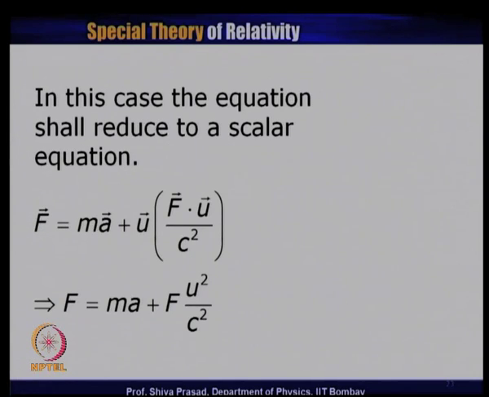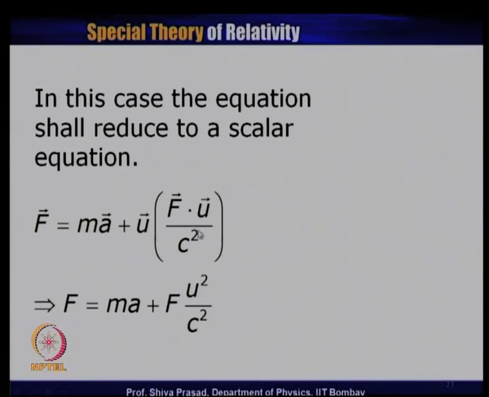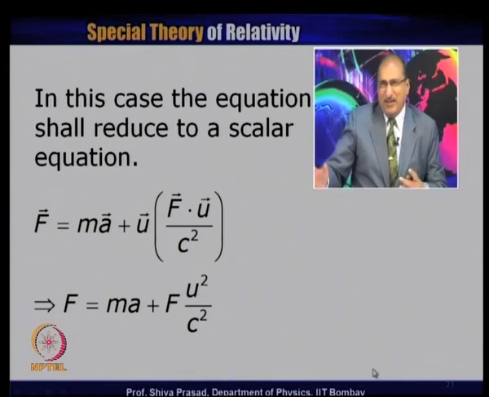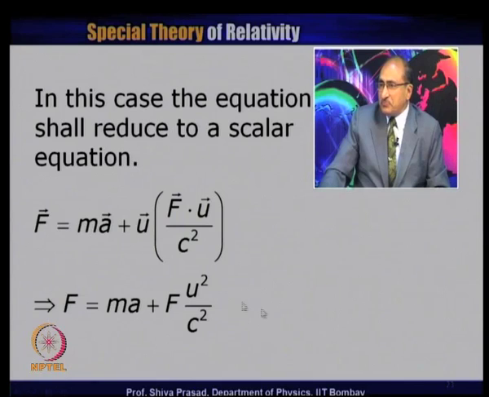What happens in this particular case? This was my expression. Of course, I have slightly rearranged the first term which was there, I put it second just to make it look a little simple. So, I have put F is equal to ma plus u into F dot u divided by c square. This was my original relationship between the force and the acceleration.